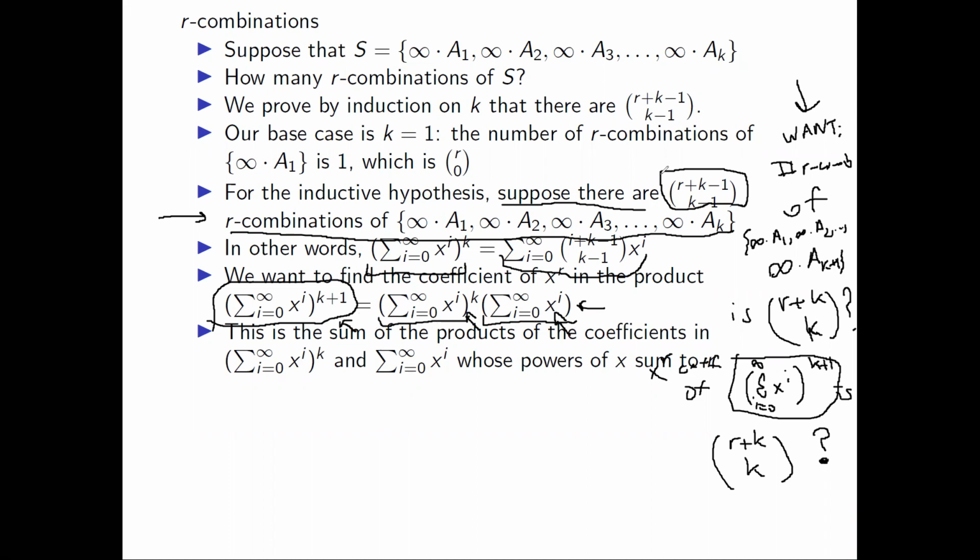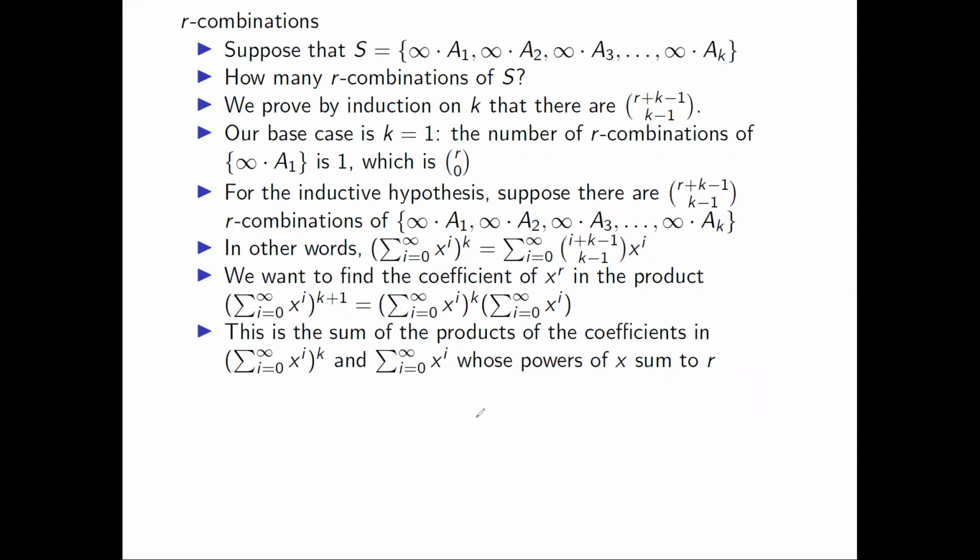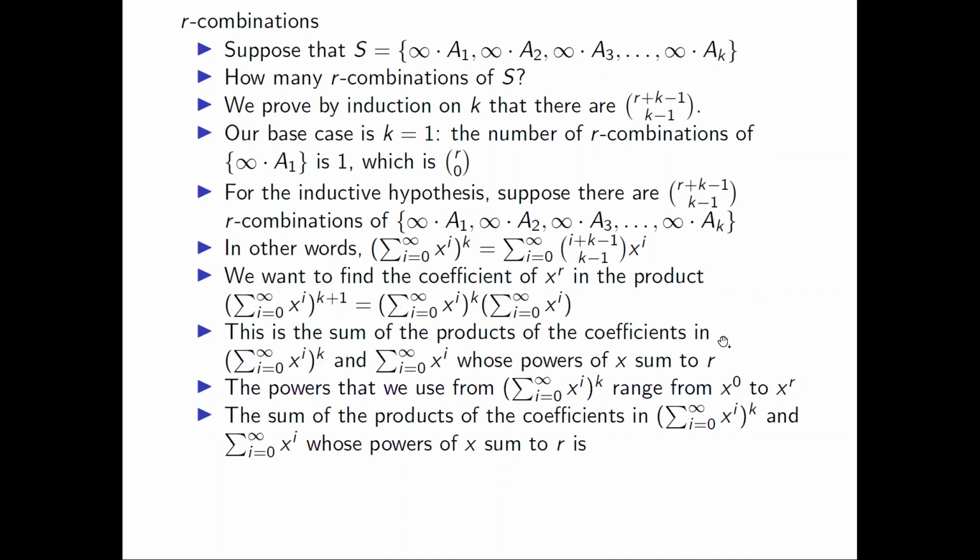Let me clear that a little so it's easier to read. We just want to do the same thing we were doing on the previous slides. And just like on the previous slides, for the first polynomial, the kth power of the sum i equals 0 to infinity of x to the i, the only relevant powers are from x to the 0 to x to the r. Same with the second polynomial. And if we use x to the j from the first polynomial, we're going to use x to the r minus j from the second polynomial.